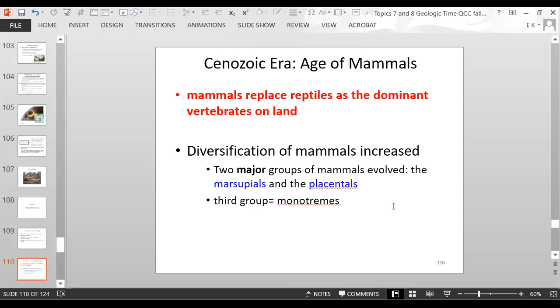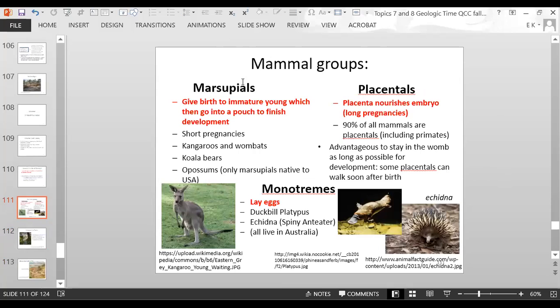There were two major groups of mammals, the marsupials and the placentals. There was a third group that's not really a major group, but it's called the monotremes. Marsupials give birth to immature young, which then go into a pouch to finish development. They have short pregnancies, and examples are kangaroos and wombats and koala bears. And opossums. Opossums are the only marsupials that are native to the US.